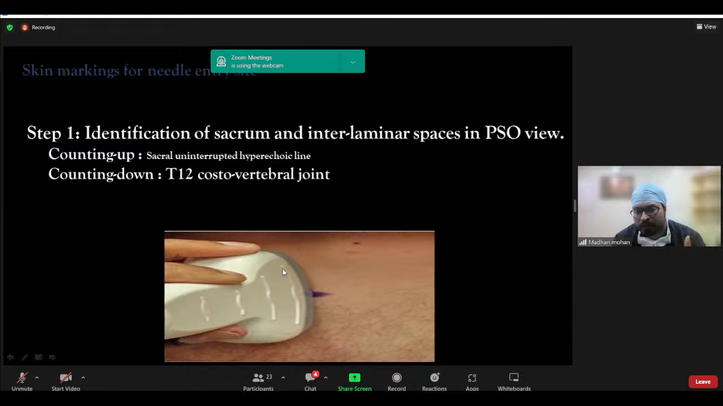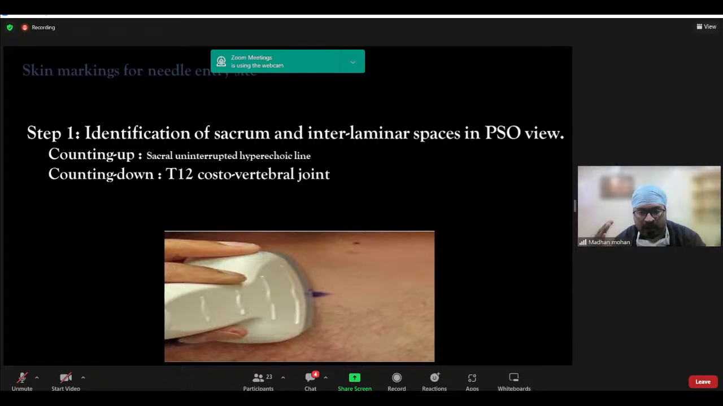Right. Again, you place the curvilinear probe. You may start from the subgluteal cleft, and then the gluteal cleft, and you start pushing the probe in the cranial direction. Once you start, you will get a straight line, which will be the sacrum. After moving above, you will get the L5-S1 interspinous space, and then further above, the L4-5 space.